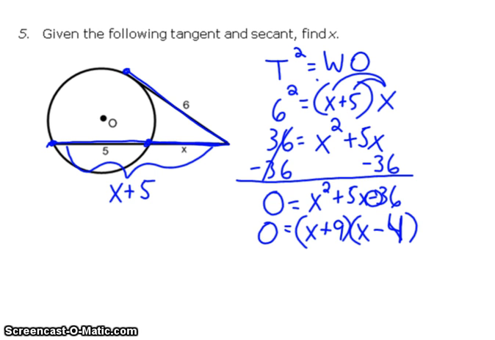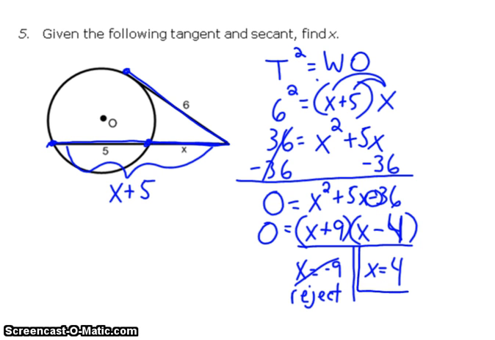Drop down the equals 0, make your T, and set both factors equal to 0, which would give you an answer of negative 9 and positive 4. Now, in this case, since you do have a negative 9, if you tried to plug that into your diagram, that would give you a negative length, which cannot happen in geometry. So you're going to reject that negative answer, and your solution is x equals 4.